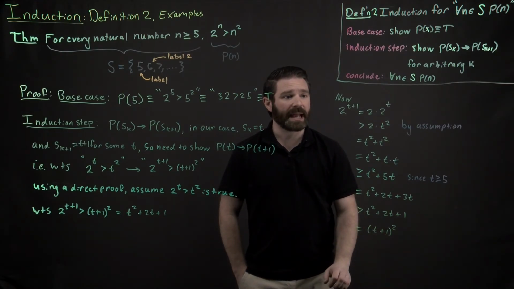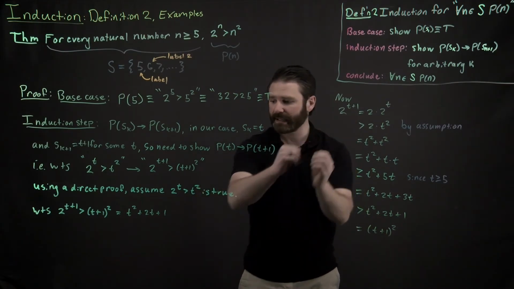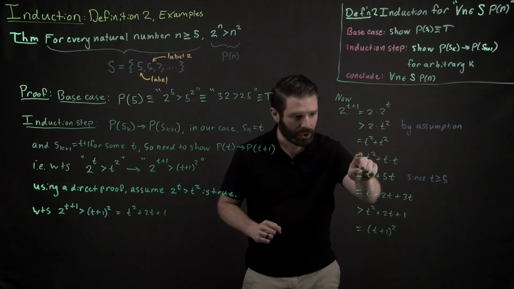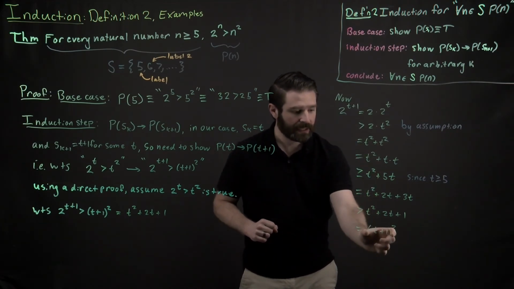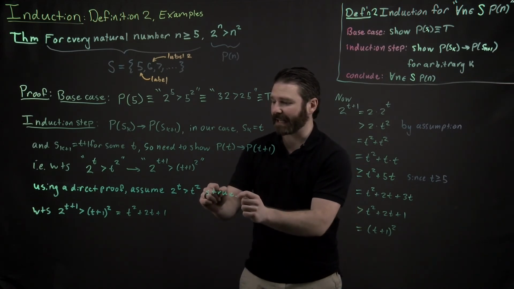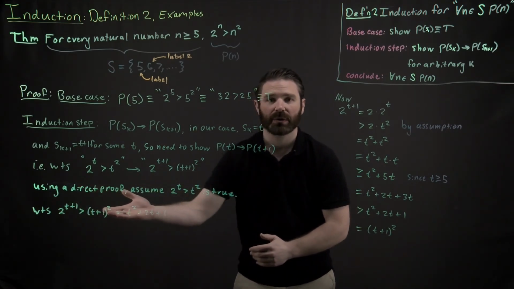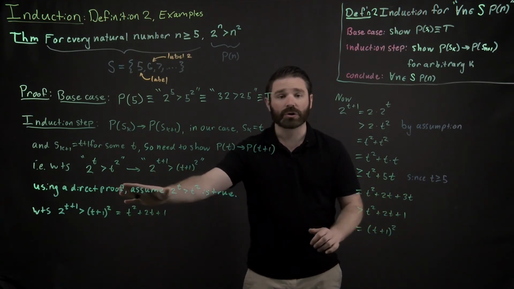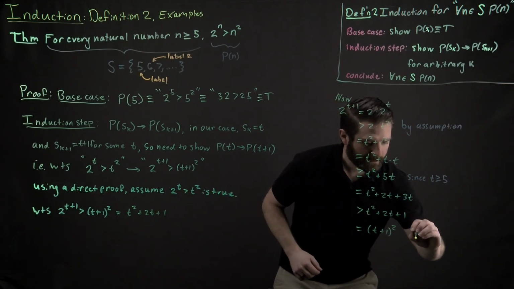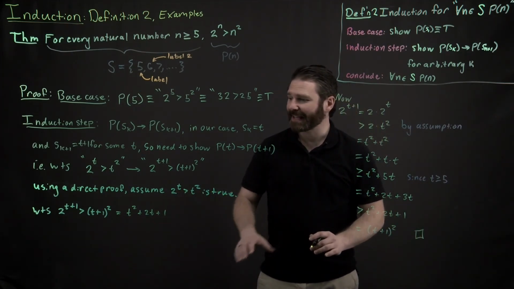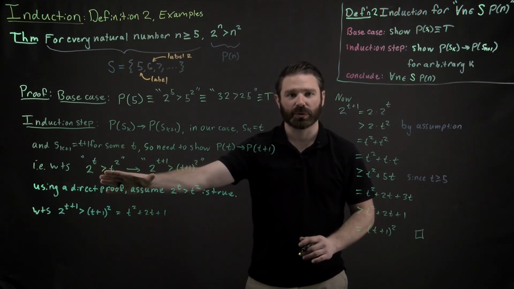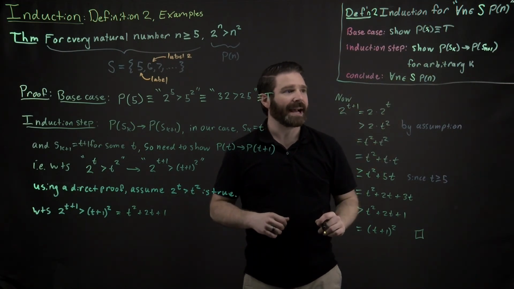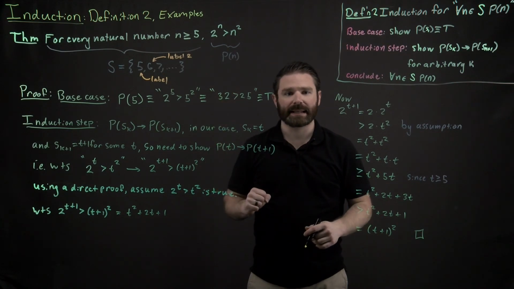So I have successfully been able to go from this left-hand side, that 2 to the t plus 1, and show that it is greater than t plus 1 squared, and that is exactly what I wanted to show. I wanted to show that this thing was true. And so because of that, that ends our direct proof. So I know that this implication is true. And by my definition, that's all I needed to be able to do to be able to then conclude that our original theorem is indeed true.